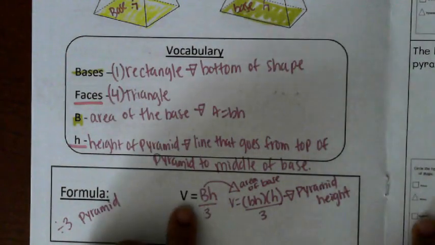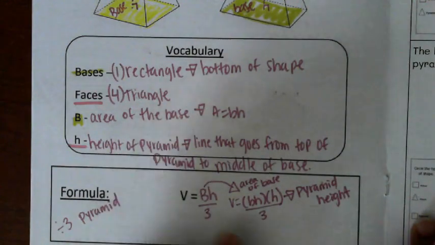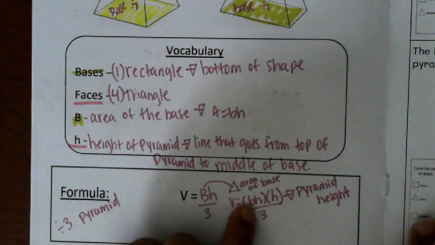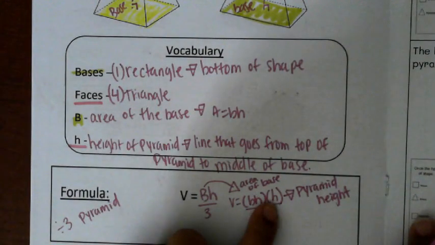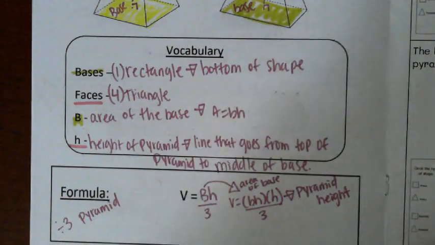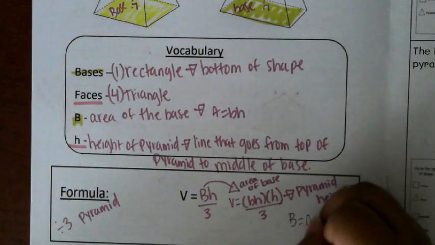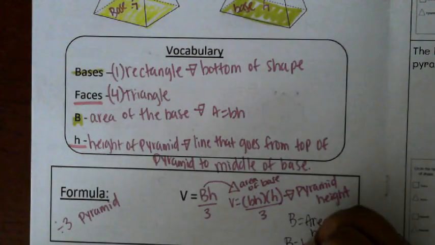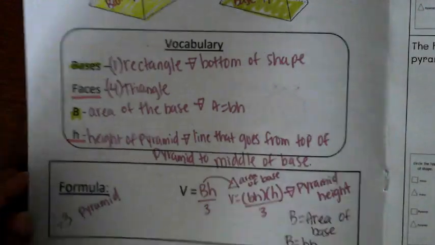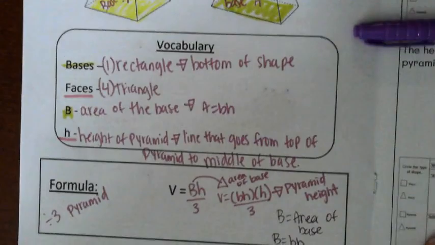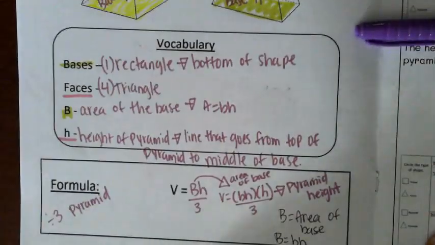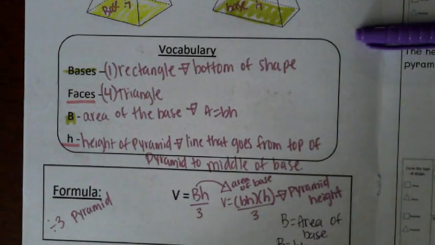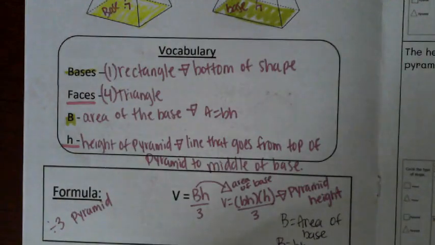So we're taking big B times height, dividing it by 3. Again, big B just means that you're finding the area of the base, that's base times height of the base, multiplying it by the height of the pyramid, and then dividing it by 3, okay? Remember that big B is area of base, and you can find big B by doing base times height, okay? Hopefully you can see that. All right, pause if you need to, and then move to the next page.